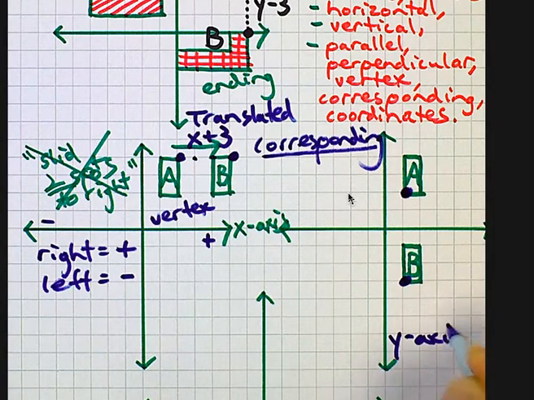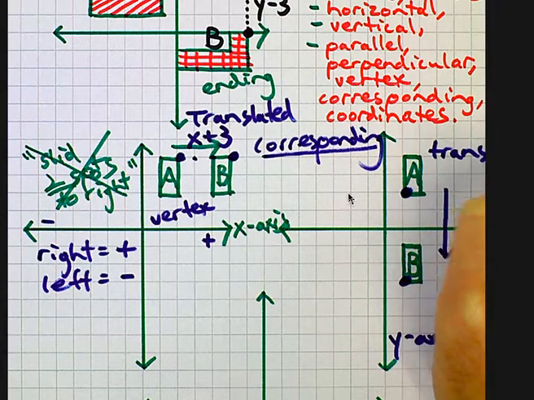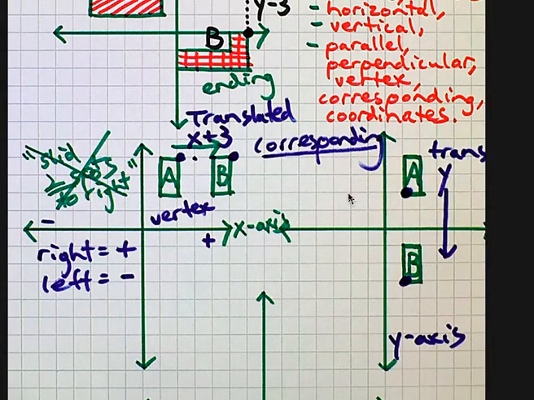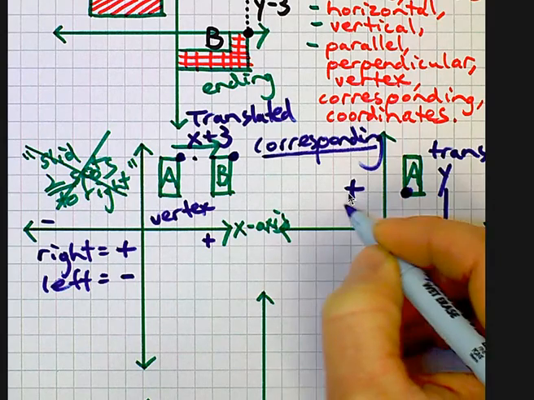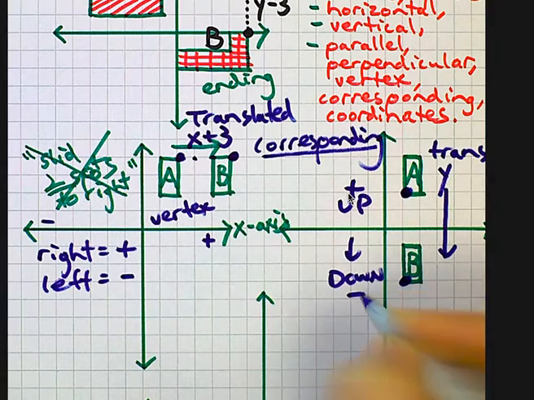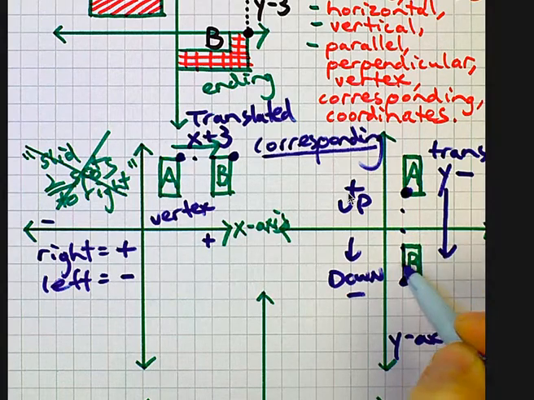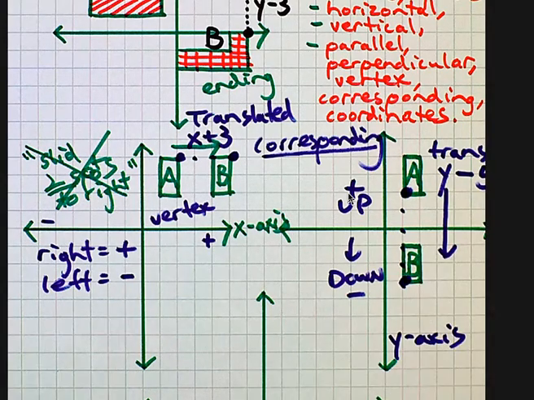Well, it looks like it went parallel with the y-axis. So we translate y. Did it go up or did it go down? Of course it went down. So it translated y minus, and then we go 1, 2, 3, 4, 5. Y minus 5. So we went parallel with the y-axis. We went down, and the corresponding vertex moved 5 spots.